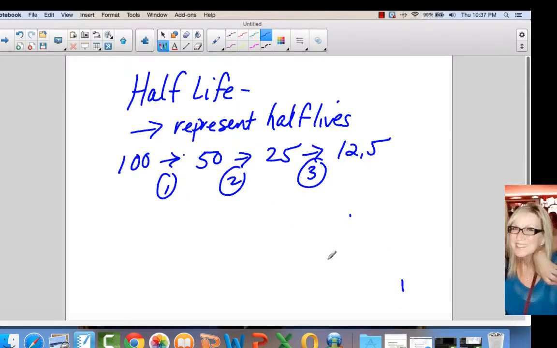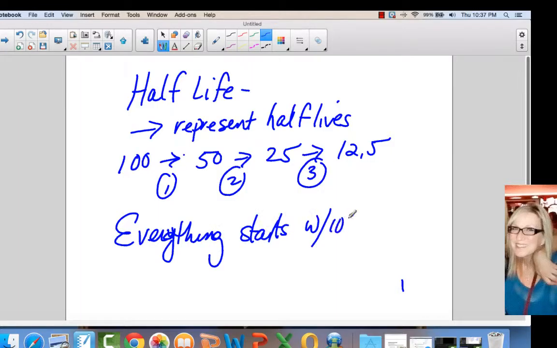So knowing how that works, given certain information in a problem, I can either figure out the half-life, or if I'm given the half-life, I can figure out how much is left. Or if I'm given a starting and an ending mass and the half-life, I can figure out the time that's elapsed. So it all revolves around knowing what a half-life is and realizing that everything usually starts with 100% at some point in time.